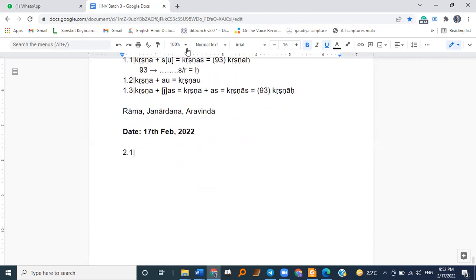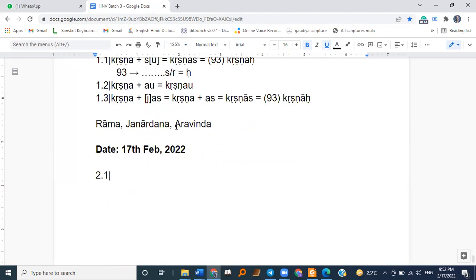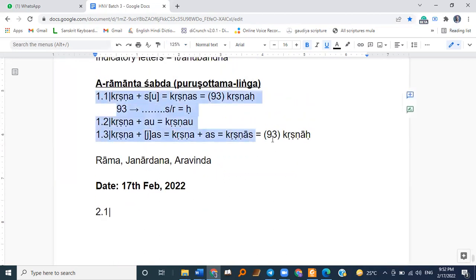So then 2.1. Is everyone clear with these three declensions, the formations? Yes, Prabhuji. So if anyone is not clear, is not sure, then please ask and we can discuss.